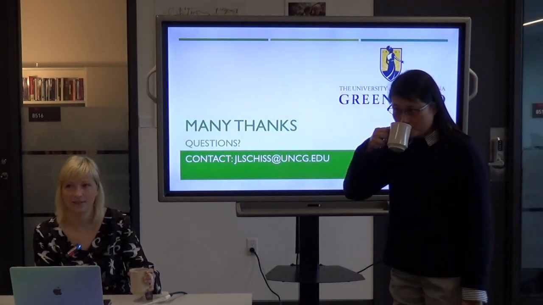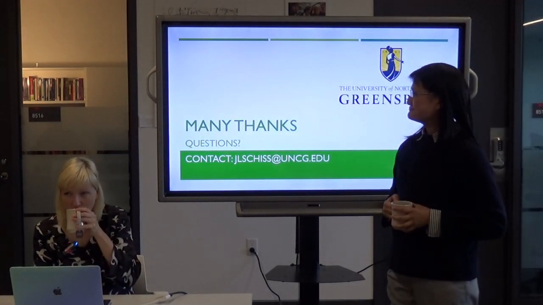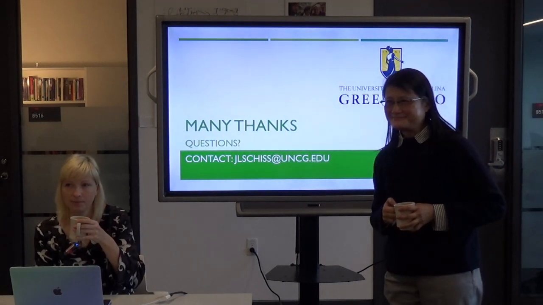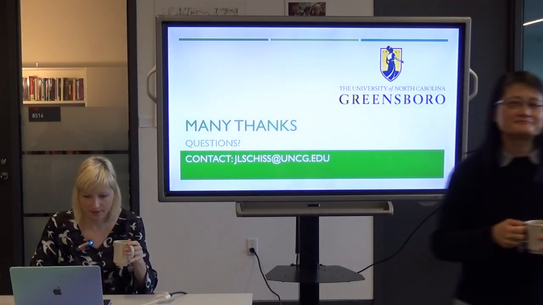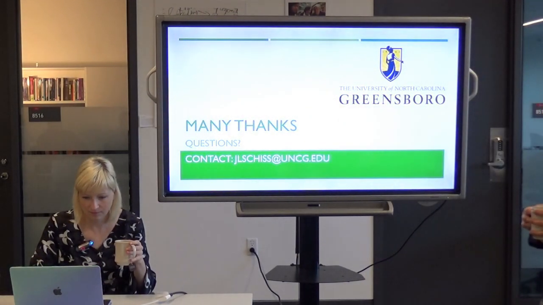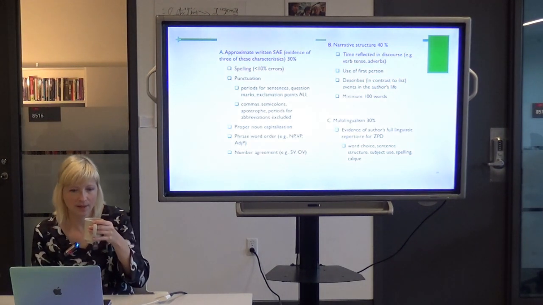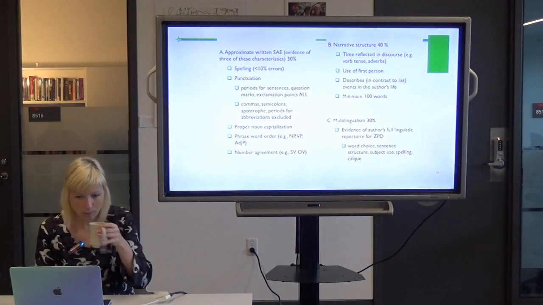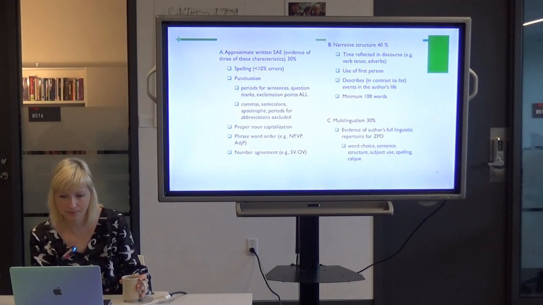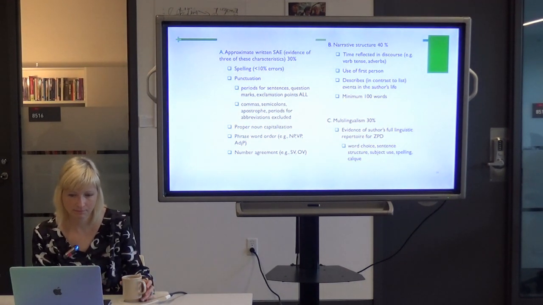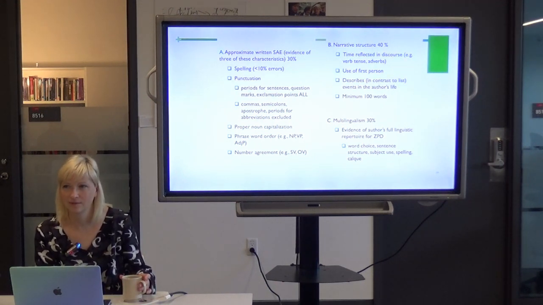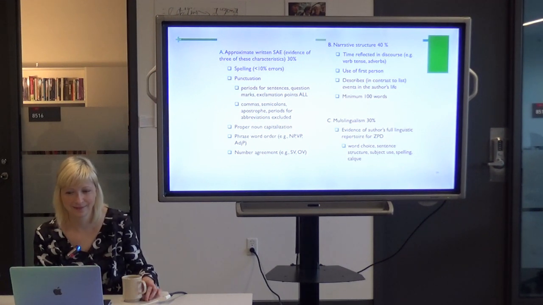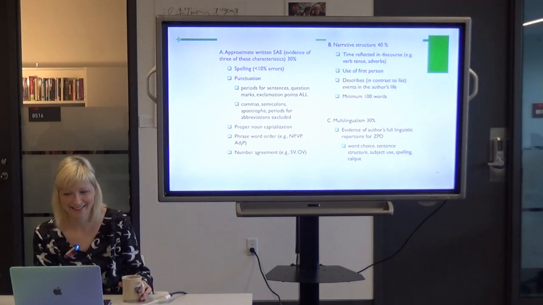Any questions? I kind of have a question. I noticed in one of your slides you demonstrated a rubric. Can you possibly pull up that slide again? I see there's a section called multilingualism that counts for 30%, and I see the evidence of authors' full linguistic repertoire for ZPD. Could you elaborate a little bit on how this 30% was actually carried out in the grading process?